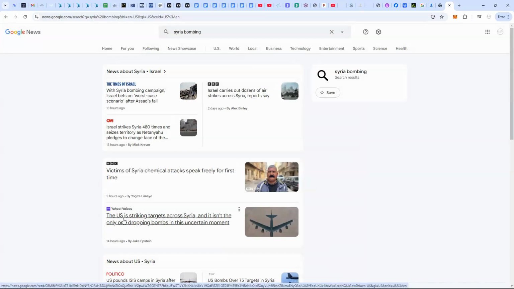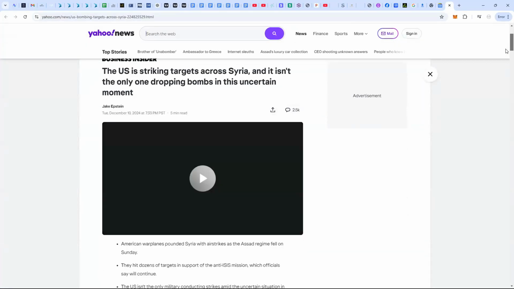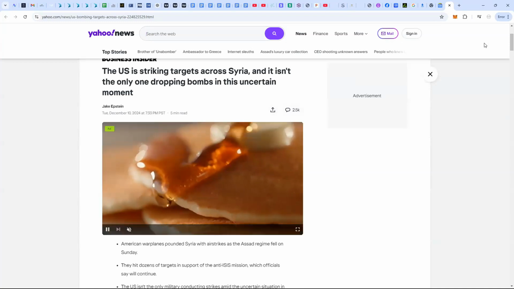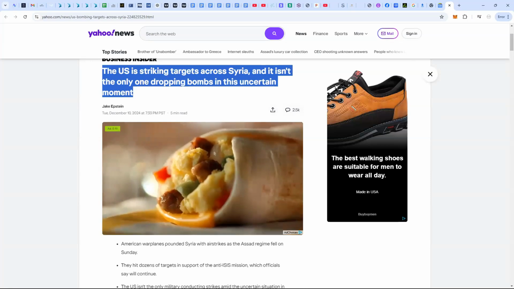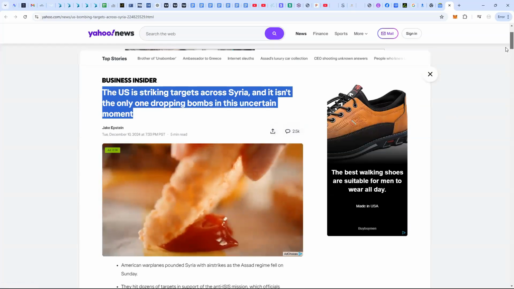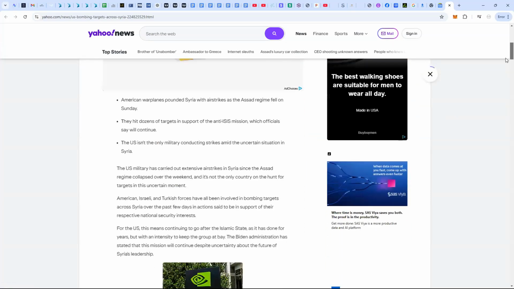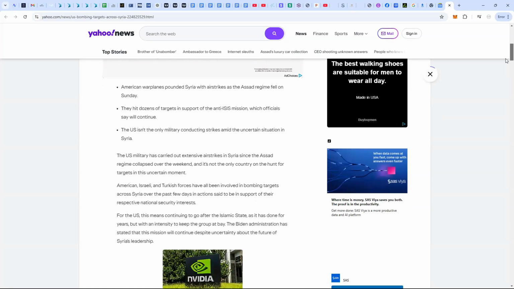Okay, here it is right here. The U.S. is striking targets across Syria. So look how far we had to dive deep to hear about America bombing something. That's crazy. See, this is why the world is uncertain, because nobody in the world knows why the United States is bombing these people. What is the reason for this? Okay, so then you read about it.